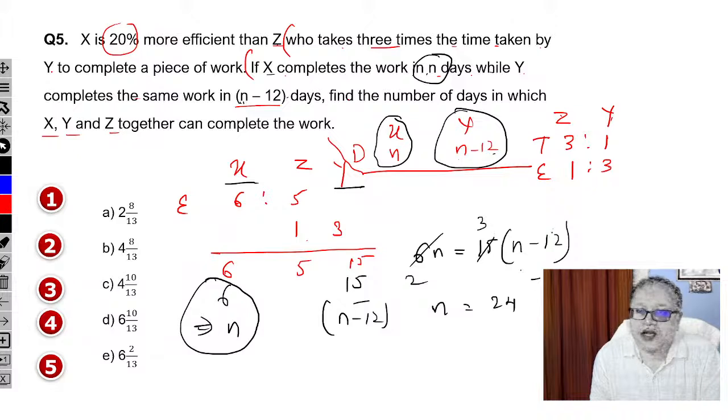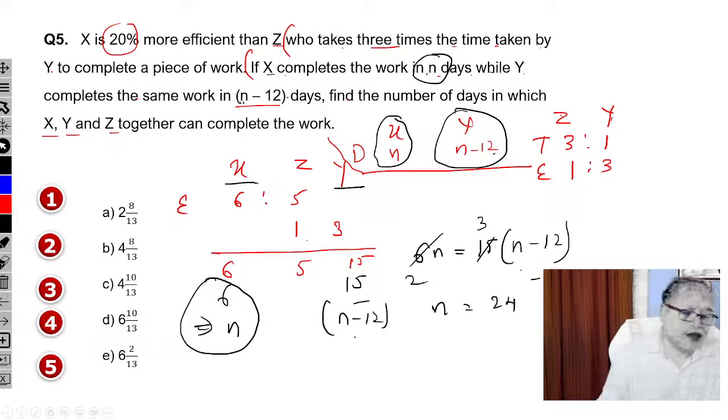2n and this is 24. I think I confused you with this, but still you can find it out. n is equal to 12.